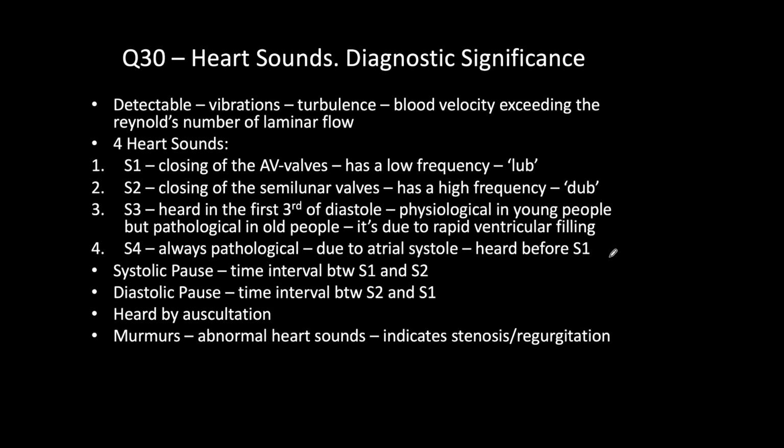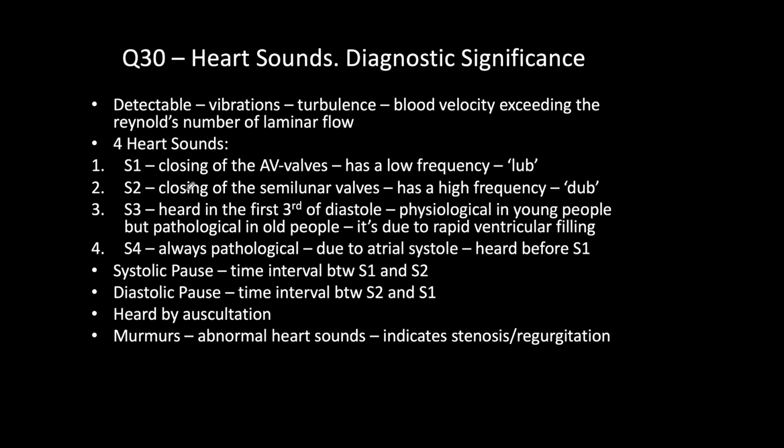All right, so heart sounds are detectable because of the vibrations caused by turbulence due to the blood velocity exceeding the Reynolds number of laminar flow. And there's four of them. There's actually four heart sounds, not just two. So S1 is due to the closure of the atrioventricular valves, has a low frequency, and it's that lub noise, lub-dub, so it's the first one. S2 is the closure of the semilunar valves, has a high frequency.